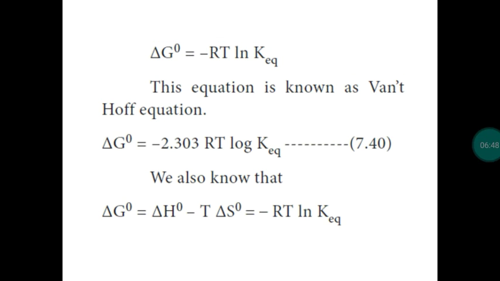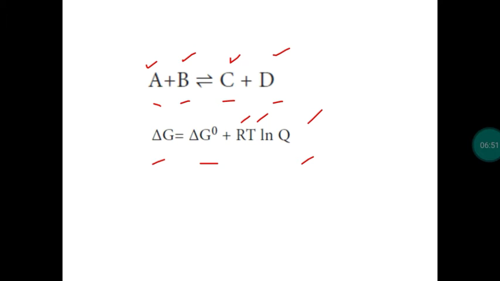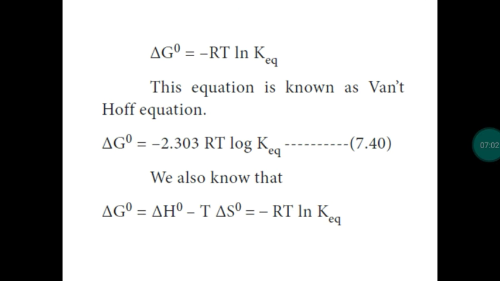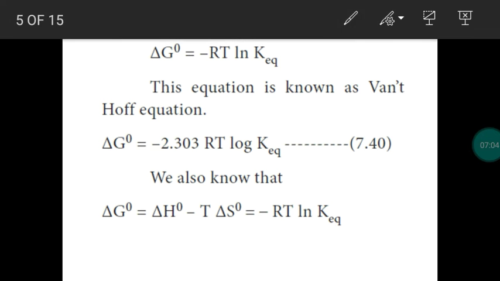So this is the equation. This is 0. This RT natural logarithm Q comes to the left hand side, so it will get a negative sign. So by rearranging the equation, standard free energy change is equal to minus RT natural logarithm of equilibrium constant K eq. Now this equation is called van't Hoff equation.